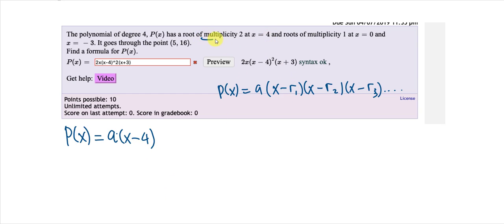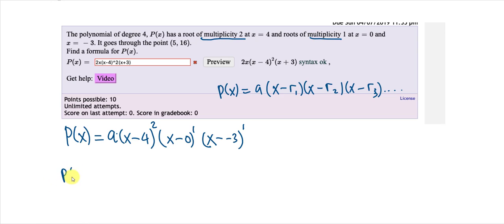I know that this has a multiplicity of 2, that means this is the power of 2. The second one is when x equals 0, so R2 is 0, so x minus 0. This is the multiplicity of 1, so we have 1 here. And the last one is also multiplicity of 1 when x equal minus 3. So x minus, now is the third root, or R3. So I have minus R3 is minus 3. So we have double minus here. Also the multiplicity of 1.